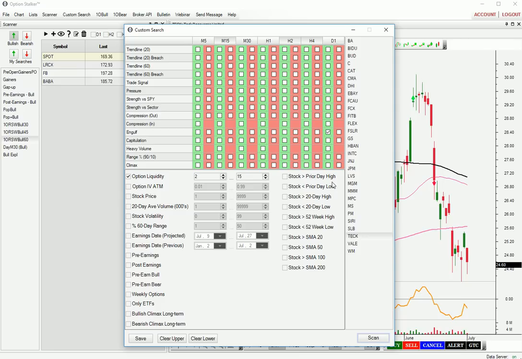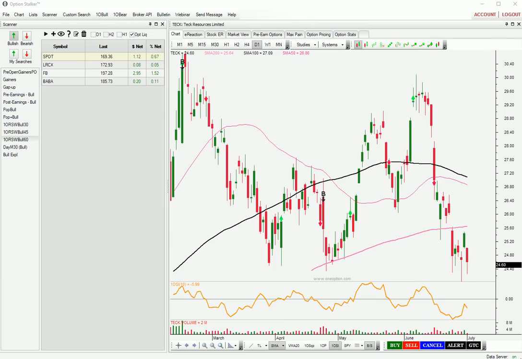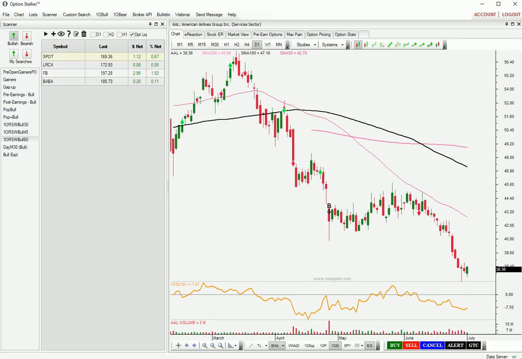I want to see stocks that on a daily candle formed an engulfing pattern. And there you have it. So I'm going to move this out of the way, and you can see that they also have very good option liquidity. I'm going to click on the first stock that comes up, and there is your bullish engulfing pattern. This candle is bigger than the prior candle. That is a very bullish setup.